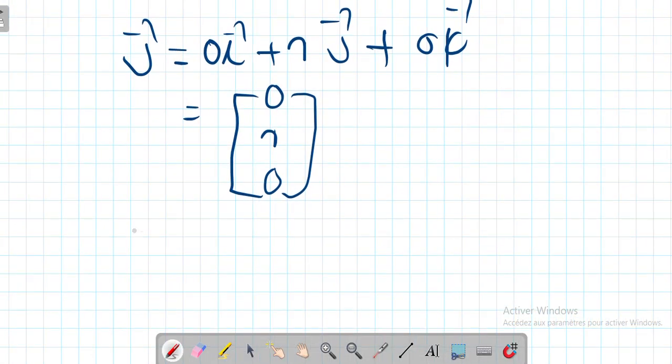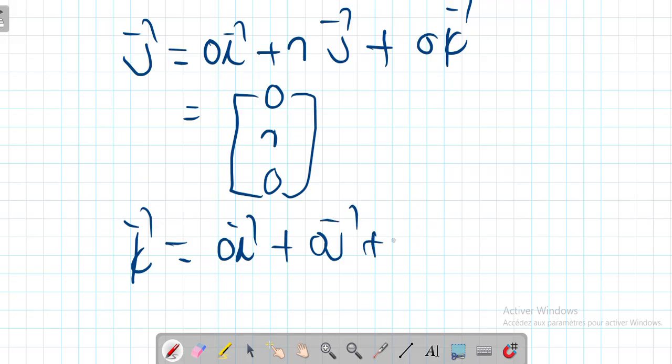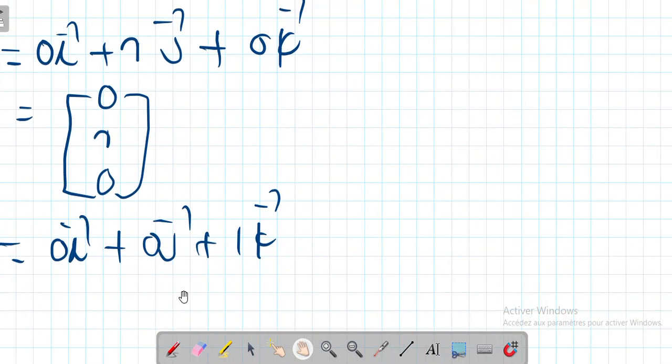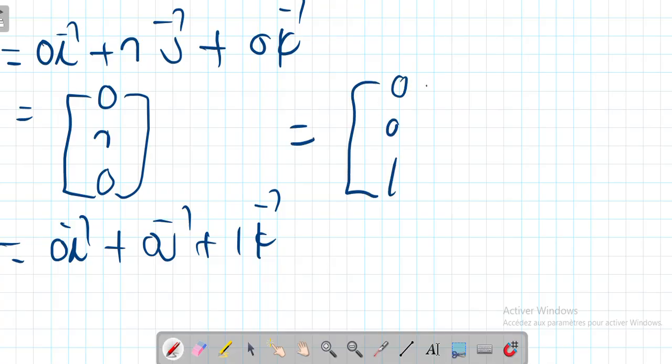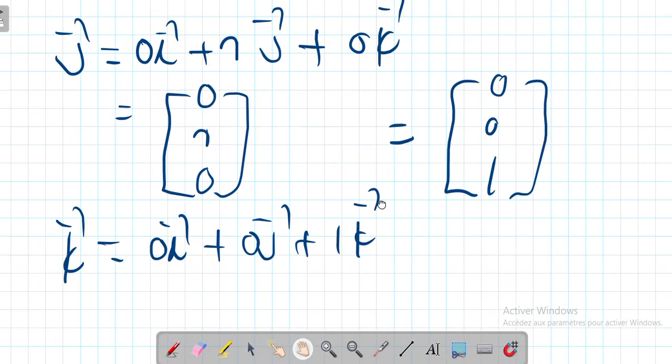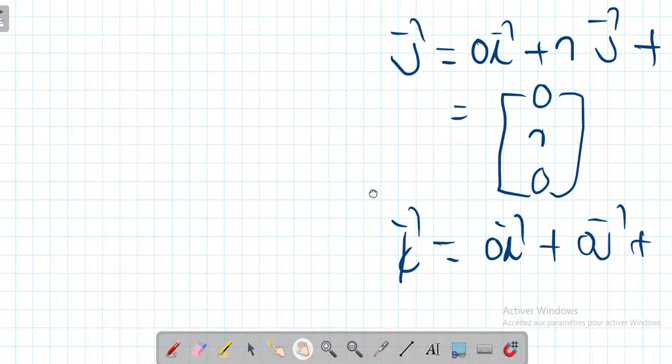Then K. I'm being a bit fast. 0E plus, this is what we did last time, 0G plus 1K, as simple as that. Then as a matrix, because we always use matrices when we're doing calculations, 0, 0, 1.